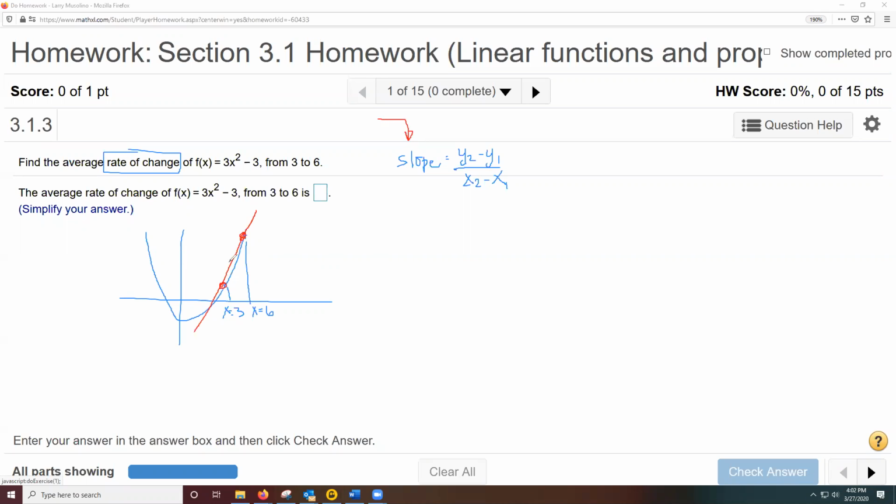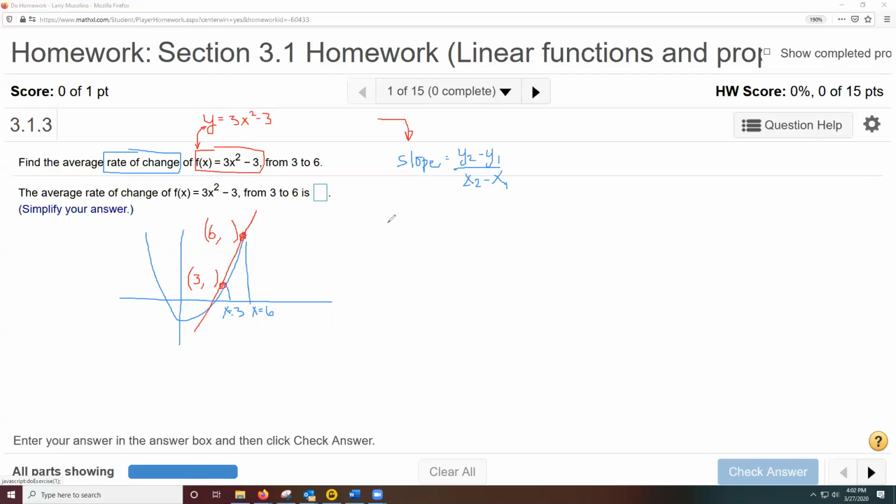Well, I do know the x values. This first point, the x value is 3. I don't know the y value yet. For the second point, the x value is 6. I don't know the y value yet. But I can find the y value because I'm given the function. So if I want, instead of writing f of x, I can write this function as y equals 3x squared minus 3. You know, keep in mind this notation, f of x and y, they're really interchangeable.